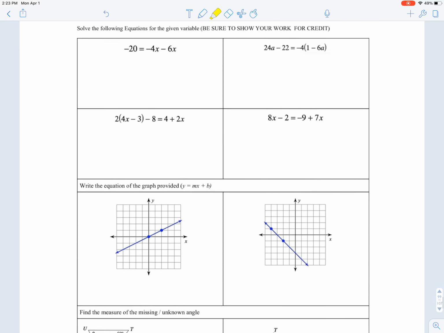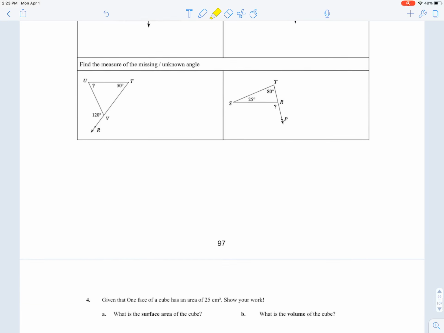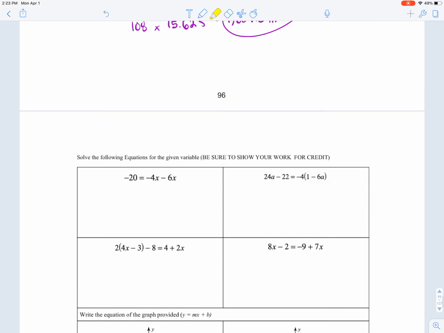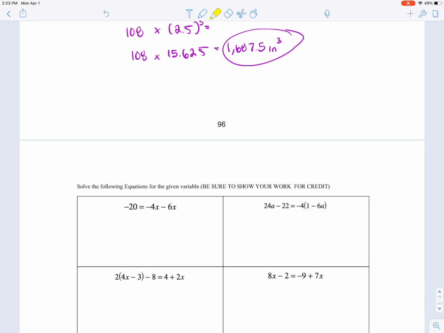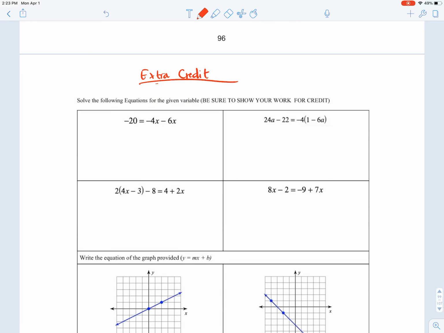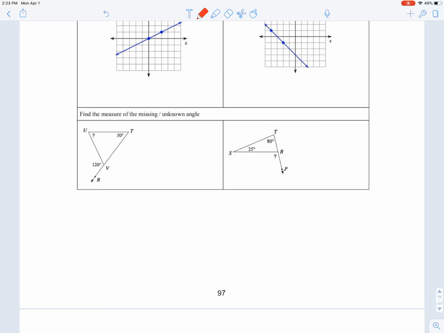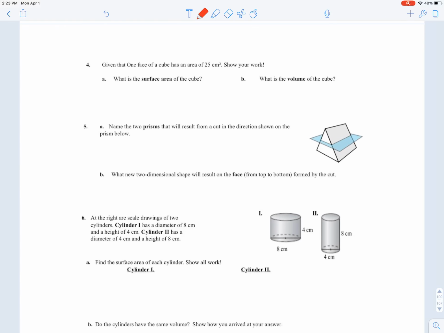Okay, on page 97, this is actually going to be like extra credit. So I'm actually going to skip these for now, and I will come back to them after we've gone through page 98. Okay, I promise I'll come back to them, so don't worry.